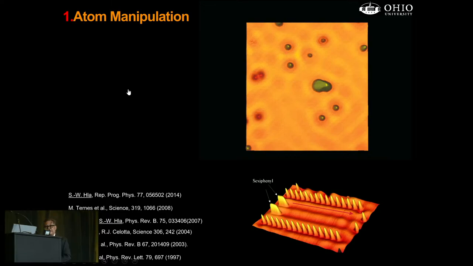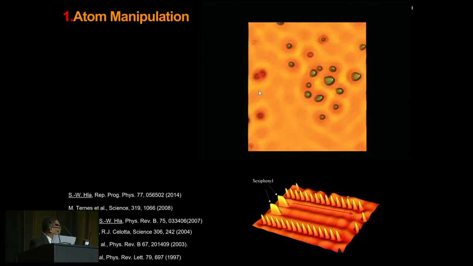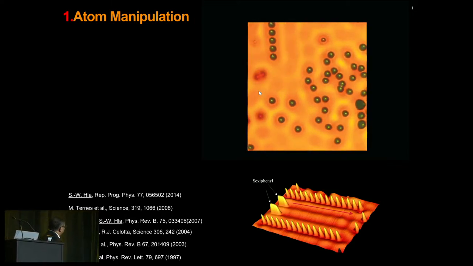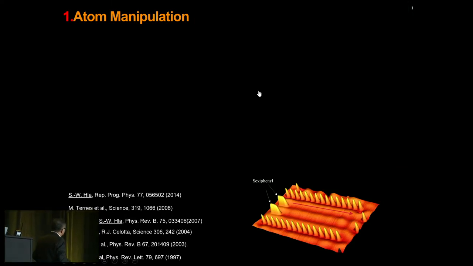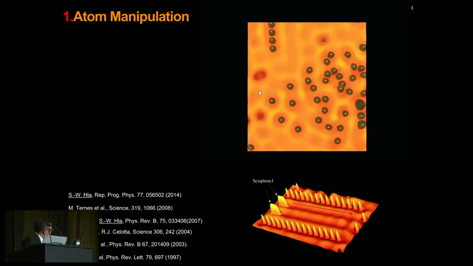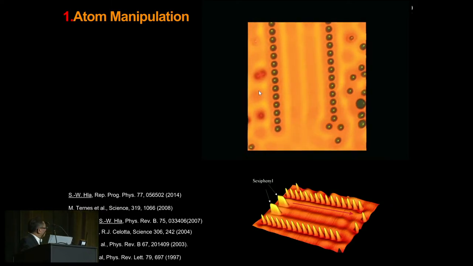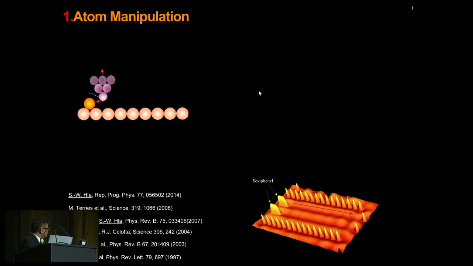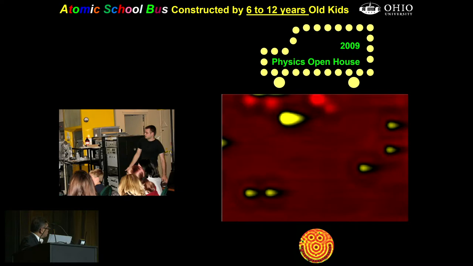The right side is an example from my group a long time ago. What you are seeing is that we are pulling an atom out of a cluster and positioning the atoms to build this little quantum corral, but this one is to corral the molecules. So here again, we started by removing atoms from the clusters, and we can move them around to build the desired structures.